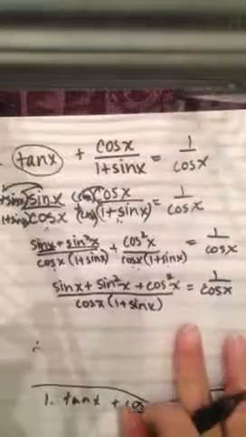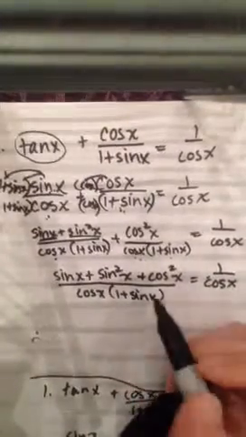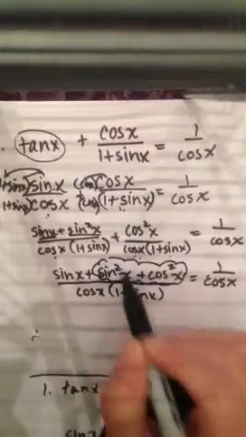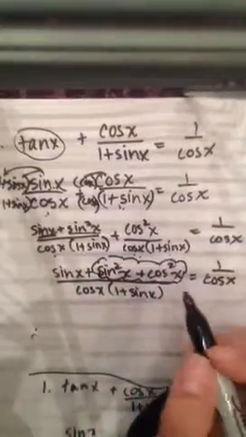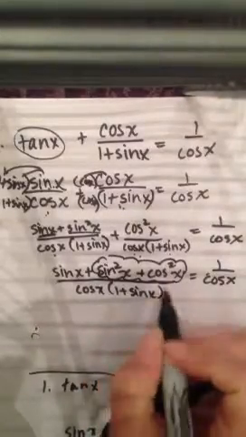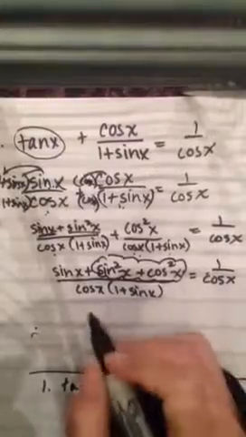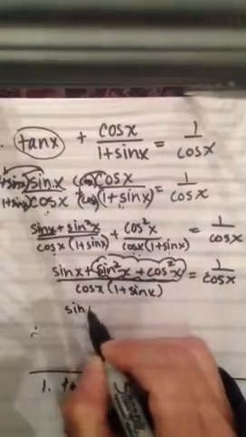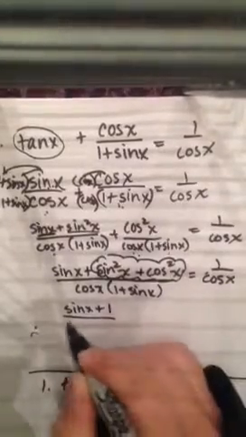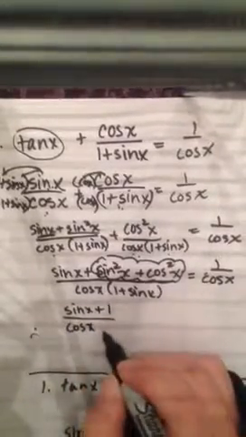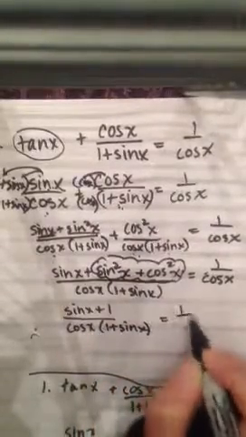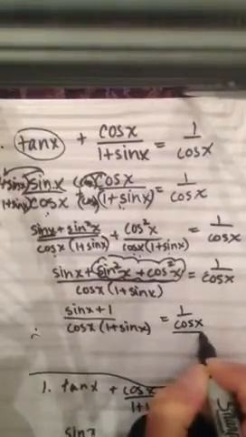Now, go ahead and simplify. Notice this right here. If you look on your identity sheet where it says the Pythagorean theorem identities, this right here, sine squared x plus cosine squared x, that equals 1. So sine x plus 1 over cosine x, 1 plus sine x equals, still trying to make it look like this.